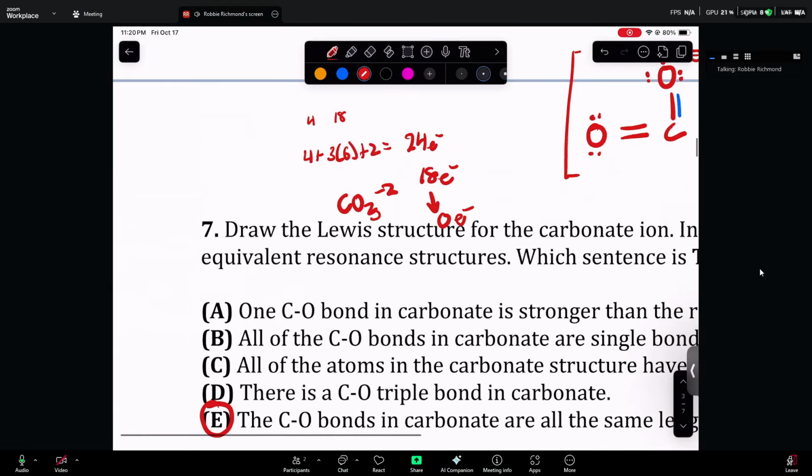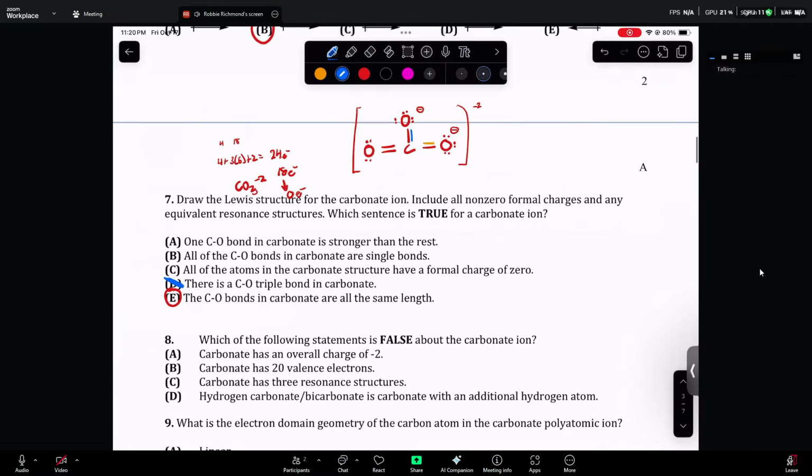Now, if you could not remember that small detail that we talked about in class, process of elimination is going to be your best friend. Obviously, answer choice D is wrong because we drew this out. There's no triple bond. All atoms should not have a formal charge of 0 since the overall charge of carbonate is -2. There's going to be formal charges other than 0. And then B is wrong just because of how we minimize formal charges.